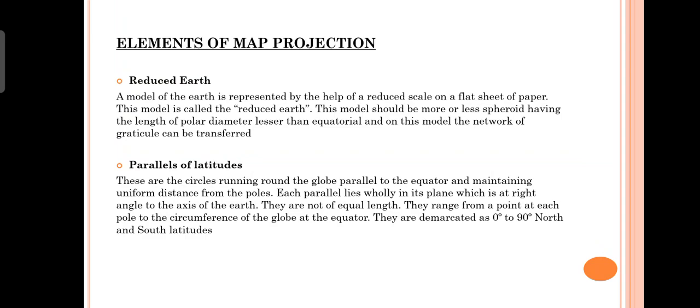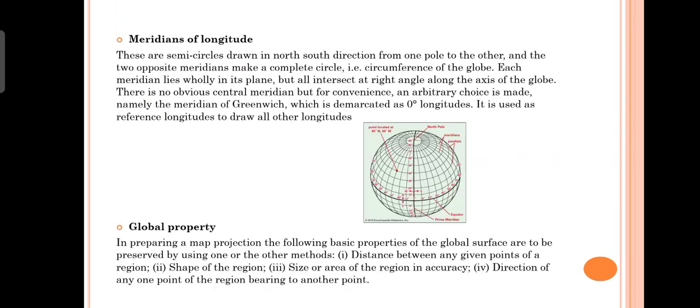Then parallels or latitudes. These are the circles running around the globe parallel to the equator and maintaining uniform distance from the poles. Next, longitudes or meridians. These are semicircles drawn in north-south directions from one pole to the other, and the two opposite meridians make a complete circle, that is, the circumference of the globe. And the 0-degree longitude is considered as the Greenwich line.